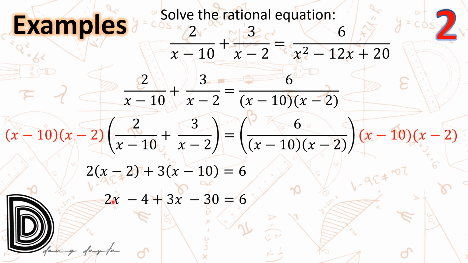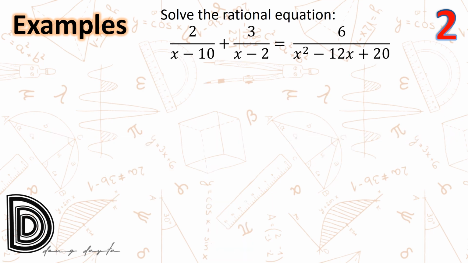Let us combine similar terms. That will be 2x plus 3x, 5x. And then negative 4 minus 30, that's negative 34. So we add 34 to both sides. That will be 5x equals 40. And then dividing both sides by 5, we get x equals 8. Let us check this solution.